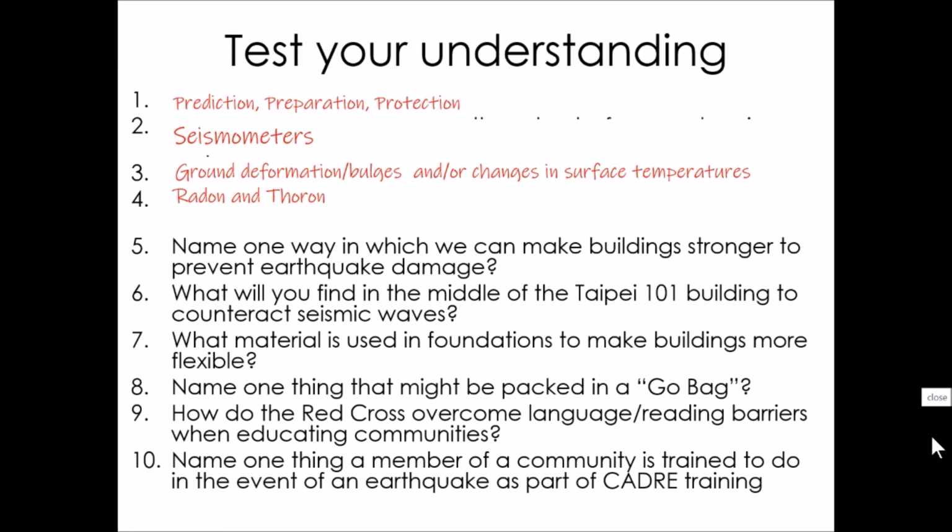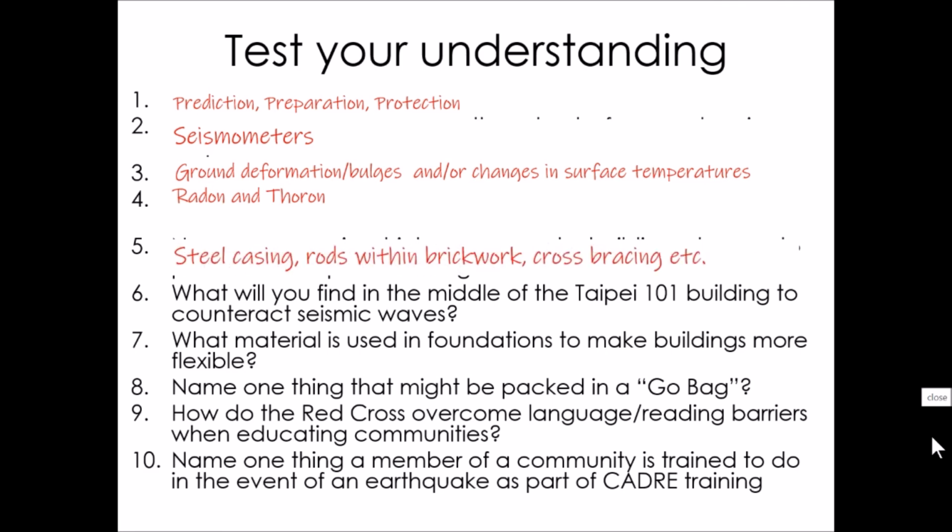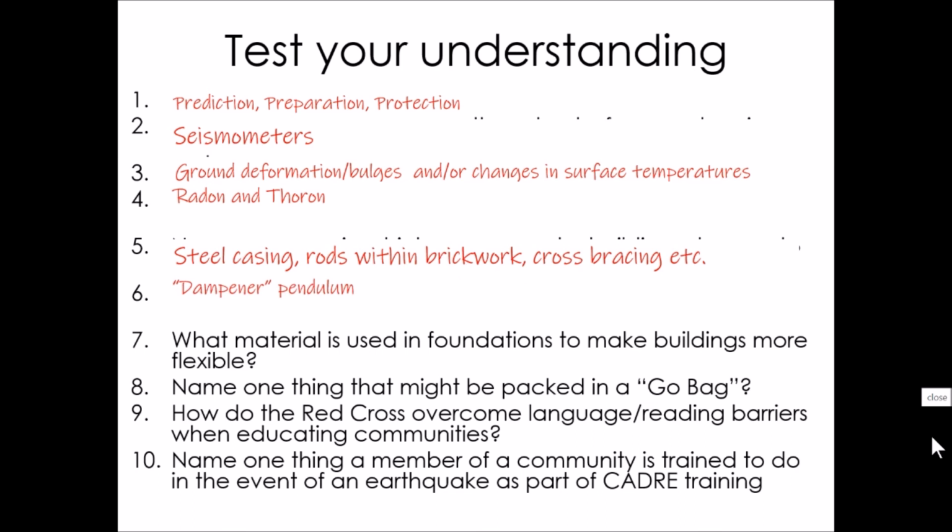Number 5, name one way in which we can make buildings stronger to prevent earthquake damage. So there's lots of things, and again, you may have even picked up on things from that little diagram that is in your booklet as well, but anything like steel casing in cement work, rods within brickwork, cross bracing that we spoke about, anything like that that makes the building stronger would have got you a mark. Question number 6, what will you find in the middle of Taipei 101 to counteract seismic waves? That was that big yellow dampener pendulum that's going to effectively swing the opposite way to the rest of the region as it reacts to an earthquake.